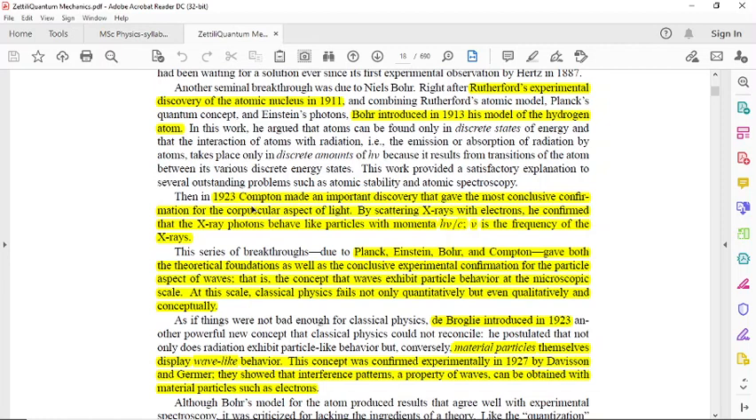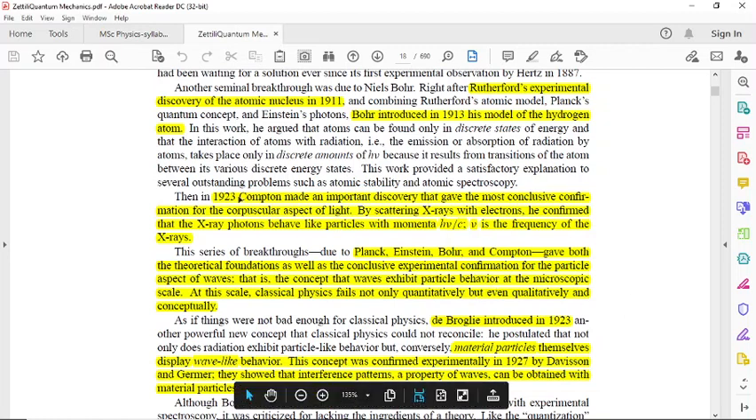Planck, Einstein, Bohr and Compton gave both the theoretical foundations as well as the conclusive experimental confirmation for the particle aspect of waves. That is the concept that waves exhibit particle behavior at the microscopic scale. At this scale, classical physics fails not only quantitatively but even qualitatively and conceptually.